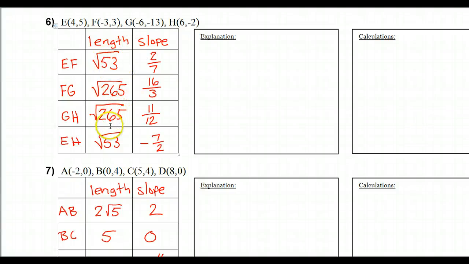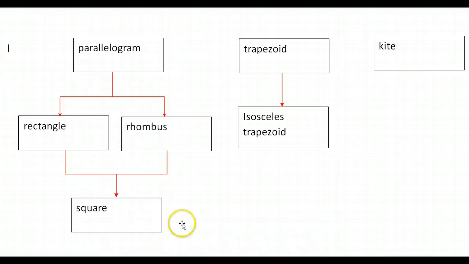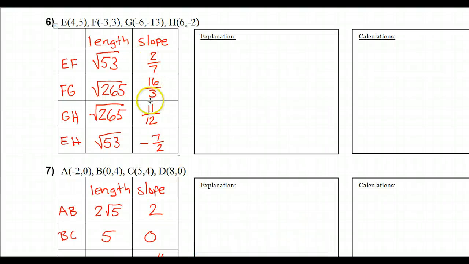Is this a parallelogram? No, this is not a parallelogram. Look at these opposite sides. 2 over 7, 11 over 12. Opposite sides are not parallel, so it's not a parallelogram. Is it a trapezoid? All right, that's where we move to next. No, it's not a trapezoid. None of the sides are parallel. The definition of a trapezoid is it has 1 pair of parallel sides. This has none. So it's not a trapezoid.